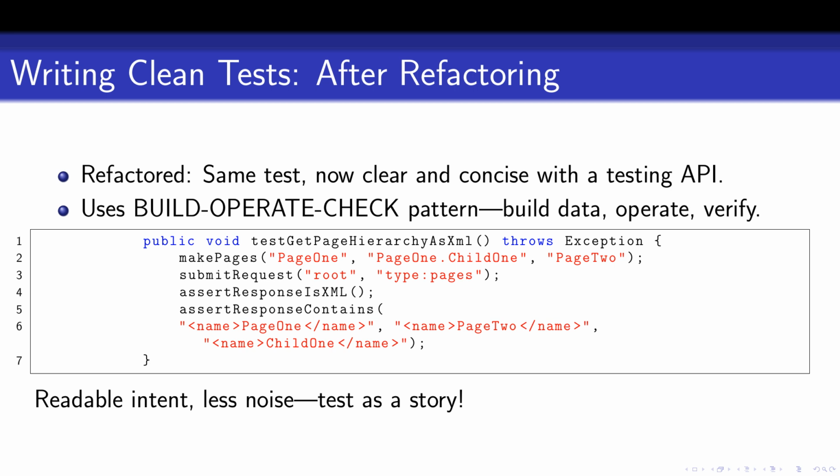Here's the after version, same fitness test, now refactored into something you can actually read. Using a testing API, it's concise, clear, and follows the build-operate-check pattern. Build the pages, operate with a request, check the XML output. No more wading through setup sludge. The intent jumps out like a well-told story. Less noise, more focus. That's how you craft tests that don't just work but communicate.